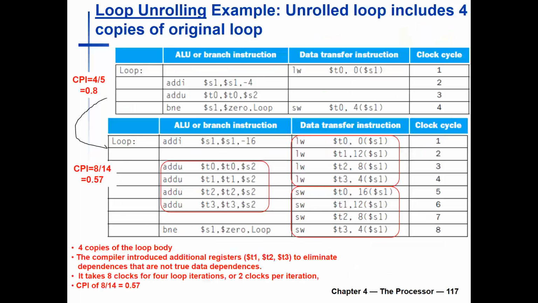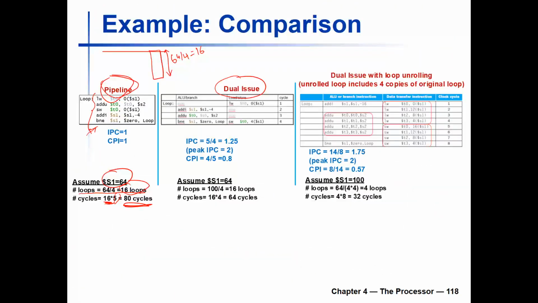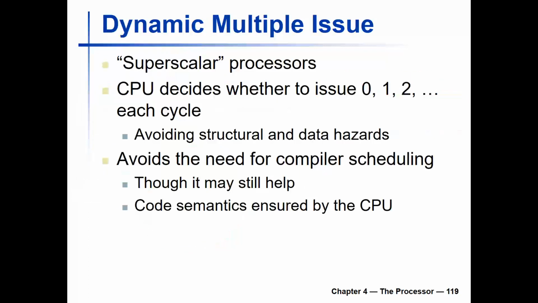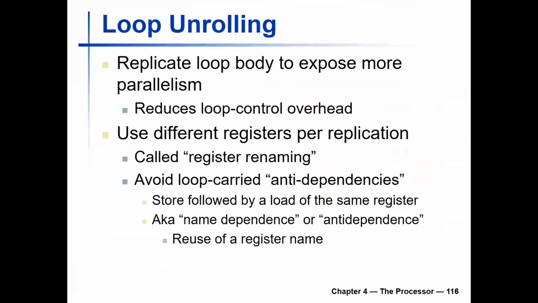So let's go back to our example. By using dual issue, we need 16 loops on this array. Every loop needs 4 cycles, which means I need 64 cycles to execute this loop, an improvement from 80 cycles using just a pipeline. Not by a whole lot, but an improvement. Another idea is loop unrolling.